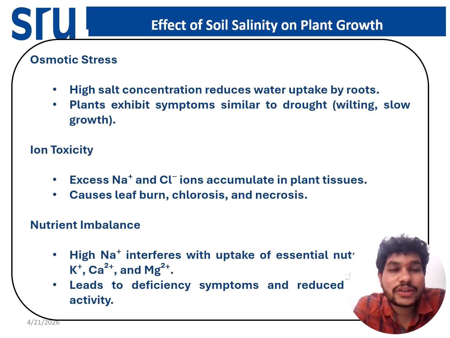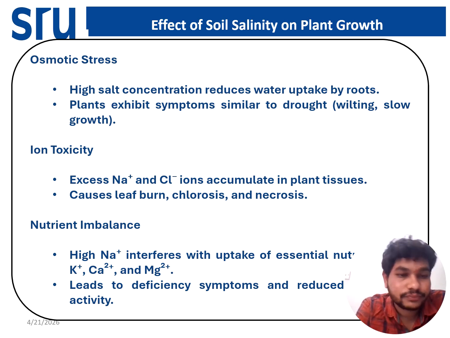Then the osmotic effect: we will see whether the plant will take up water with a high salt content. The osmotic effect will show in the plant roots and on the leaves. The plant will also face drought-like symptoms like wilting and slow growth. And because of the excess salt content, like excess sodium and chloride, it will show toxic symptoms on the plant.